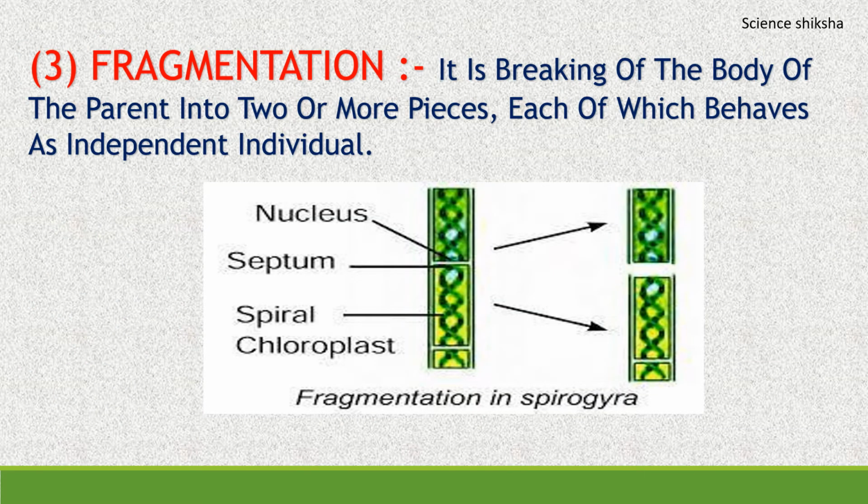Now the next type of asexual reproduction is fragmentation. Fragmentation is the breaking of the body of the parent into two or more pieces, each of which behaves as an independent individual. Fragmentation can be shown in Spirogyra. Spirogyra is an alga which has a spiral chloroplast. So in this example, a Spirogyra breaks into two pieces and then each of the pieces behaves as an independent individual.